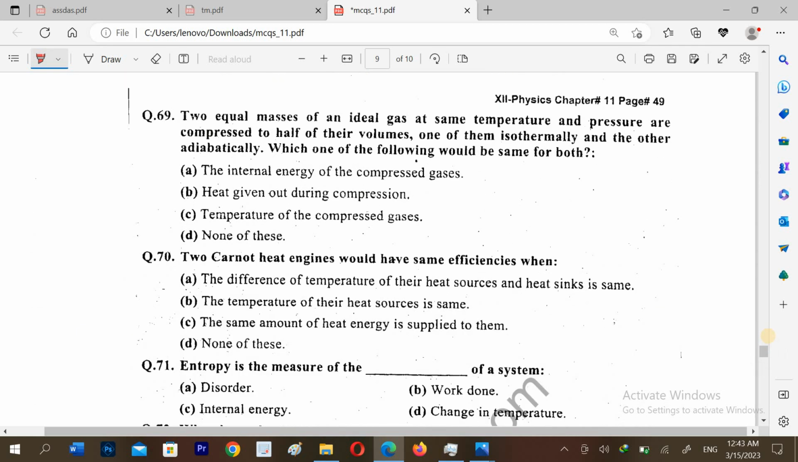Two equal masses of an ideal gas at same temperature and pressure are compressed to half of their volumes, one of them isothermally and the other adiabatically. Which one of the following would be the same for both? D. None of these. The Carnot heat engine would have same efficiencies when... A.